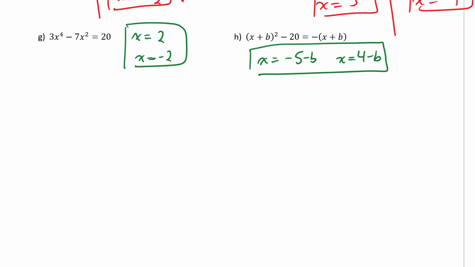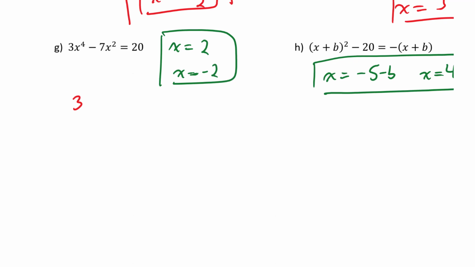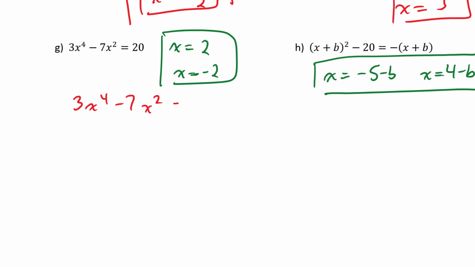Let's do one more. We'll do g together. I like g. G's a challenging one. Let's rearrange it now. What do we have here now? We have x to the exponent 4. What can we do? Can we pull out a common factor? We cannot.